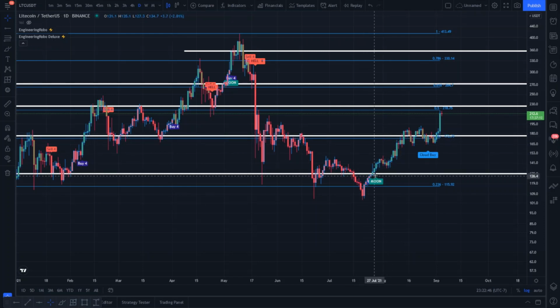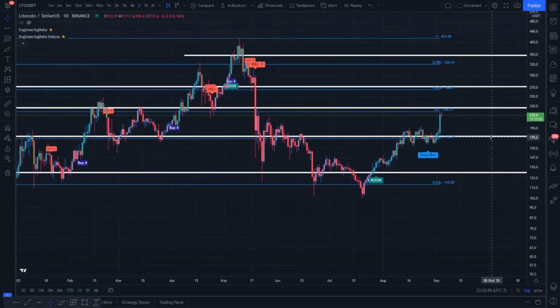And so as we can see, with EngineeringRobo becoming bullish around $130 here, and then maybe a month later we have the cloud buy coming into play, I do suspect some very long-term bullish price action for Litecoin ahead. I do believe we will likely see price action plow through this upcoming resistance and get past previous levels near $413.